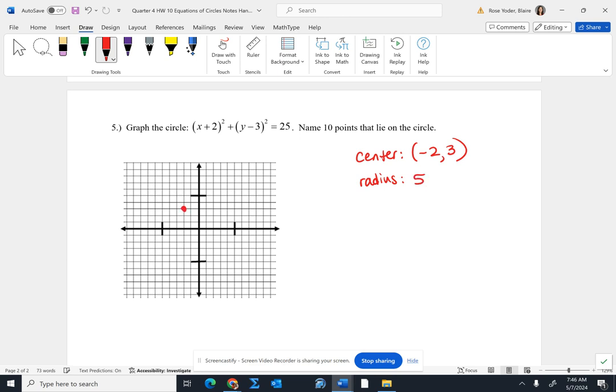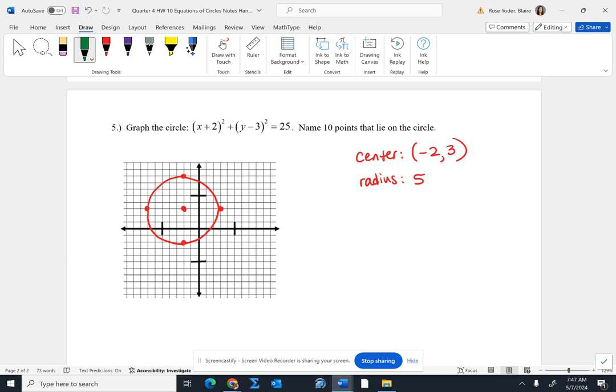So the center is (negative 2, 3). And then we want to go up 5. 1, 2, 3, 4, 5, make a dot. Down 5. 1, 2, 3, 4, 5, make a dot. Right 5. 1, 2, 3, 4, 5, make a dot. Left 5. 1, 2, 3, 4, 5. That gives us 4 points, and we connect them as best as we can to make a decent circle. It's trickier than it seems to draw a good circle, so just do your best.